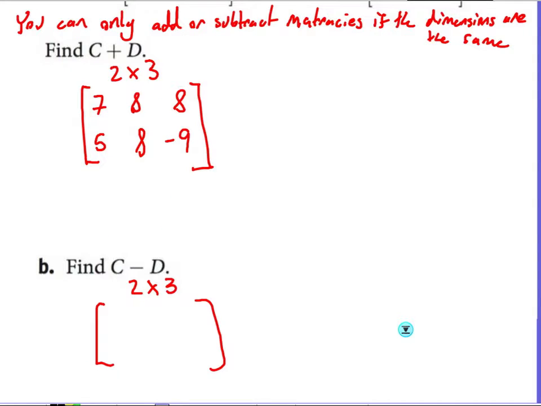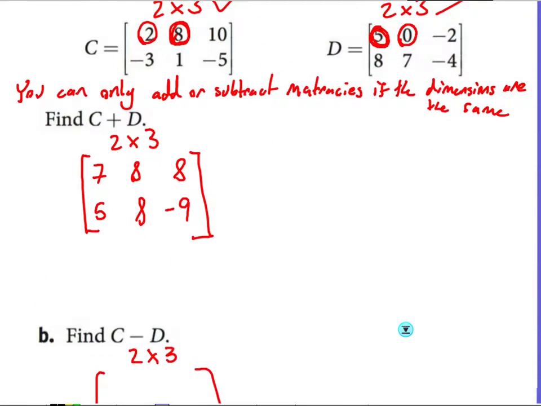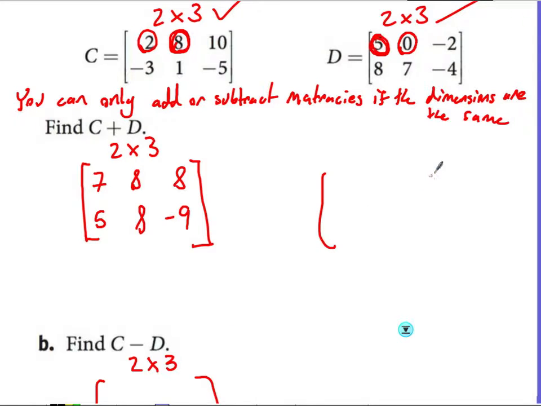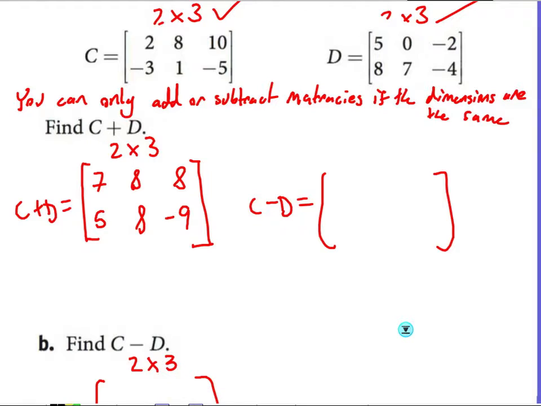Alright. Same thing with C minus D. And let me actually write it up here. So this is C plus D. And we are doing C minus D. Exactly the same way that we added the matrices. So this time we're subtracting. So here we have the first entry, which is in the first row, first column, and subtract the entry in the first row, first column of the second matrix. So 2 minus 5 is negative 3. 8 minus 0 is 8. 10. Now, be careful here.